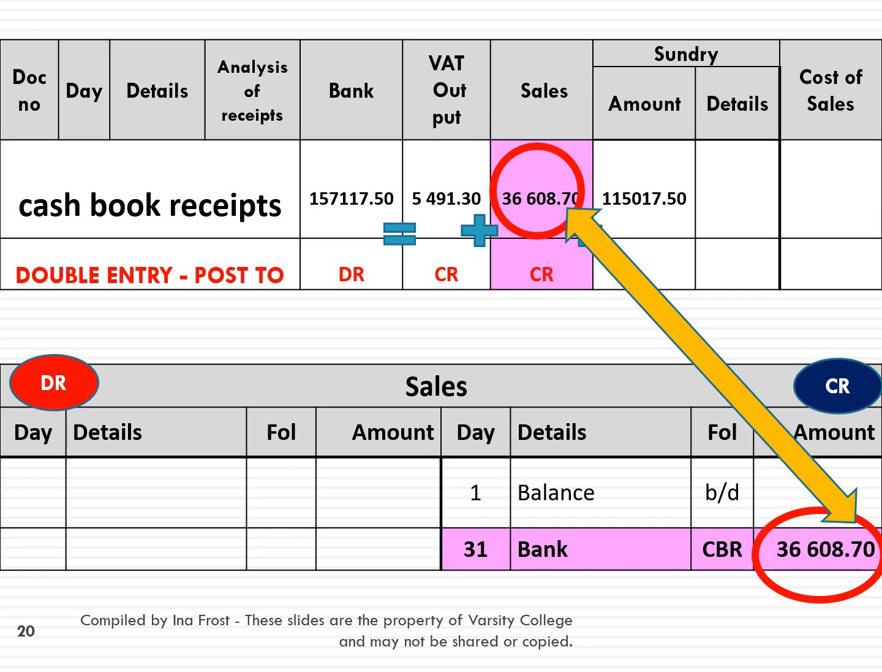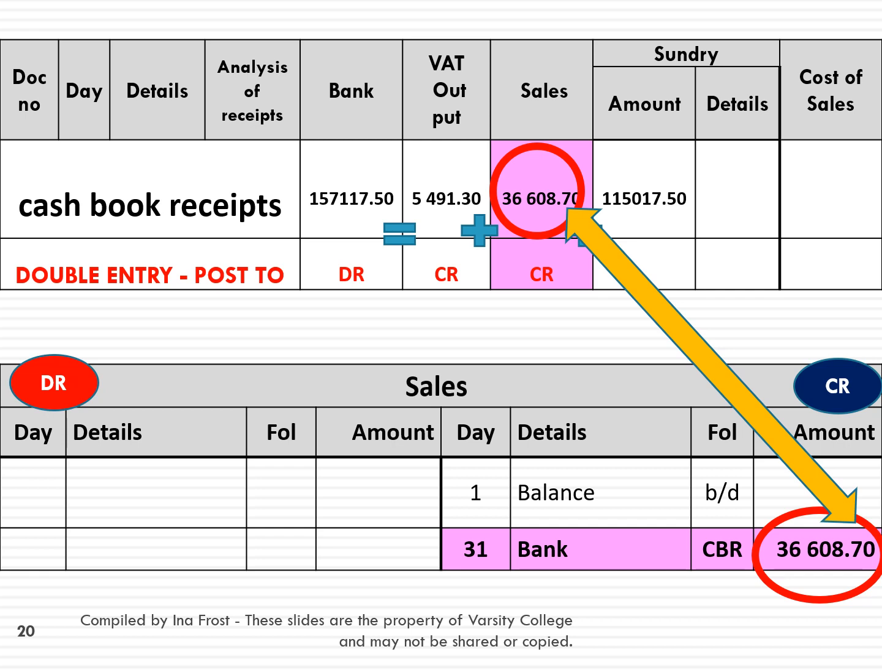Okay, let's try one more just to make sure you've got the hang of it. You can actually even pause the video here if you want to and see if you can post that sales total to the sales account in the general ledger, and then you can check yourself against this slide.